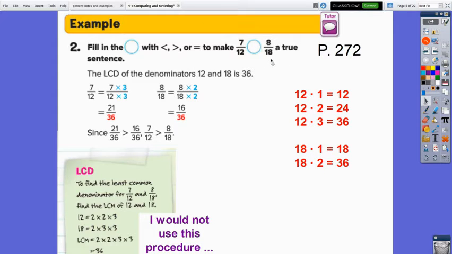All right. But a lot of times, like these two, 7/12, that's a little more than a half, right? A little more than 6/12. And 8/18, well, 8/18 is actually a little less than a half. So I could use those benchmarks. That's called using benchmarks to answer this question.